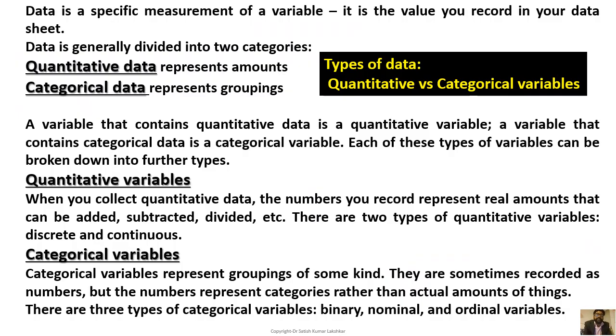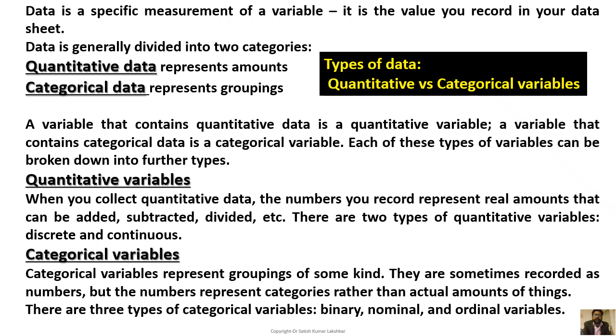Now data is a specific measurement of a variable. We'll talk more about quantitative versus categorical variables. We discussed the difference between these earlier also, and we'll get into more detail. Data is a specific measurement of a variable; it is the value you record in your data sheet. Data is generally divided into two categories: quantitative and categorical data. Categorical data you may also call qualitative data. A variable that contains quantitative data is a metric variable or quantitative variable. A variable that contains categorical data is a categorical variable.